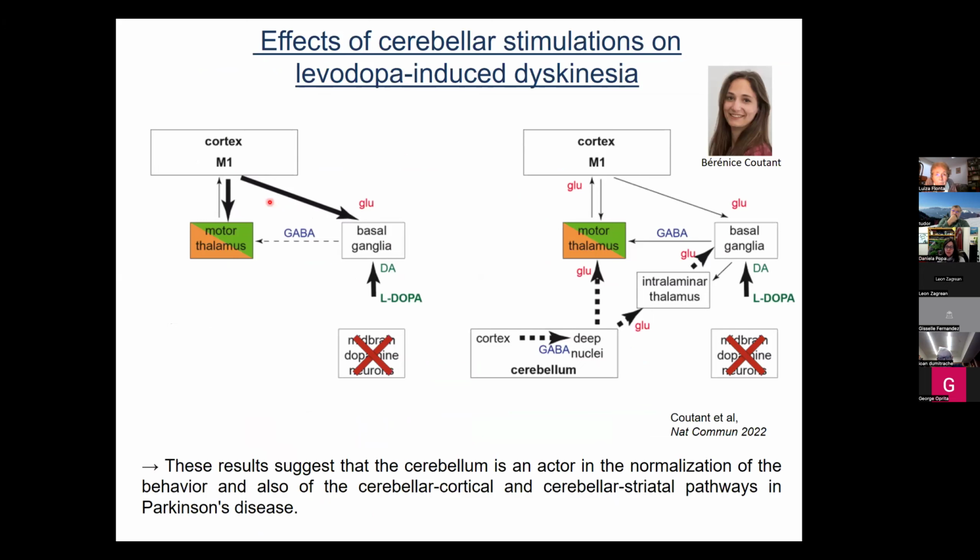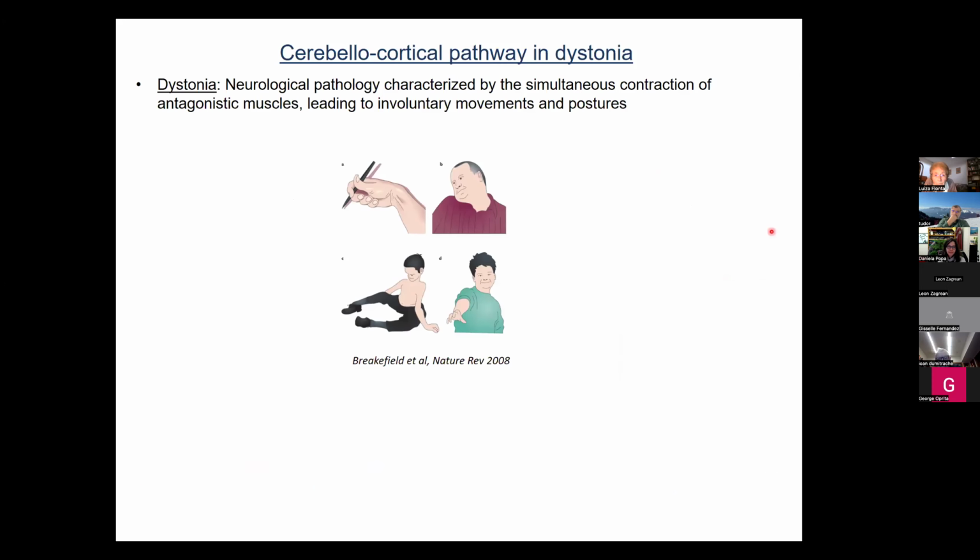Overall, in this study with Berenice, we showed that the cerebellum is an actor in the normalization of behavior, but also of the cerebellocortical and cerebellostriatal pathways in Parkinson's disease. Now, to end this presentation on the motor pathologies, I would also like to show you our results on the cerebellocortical pathway in dystonia.